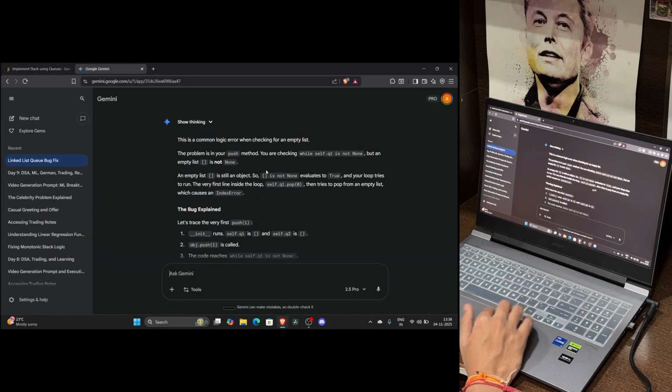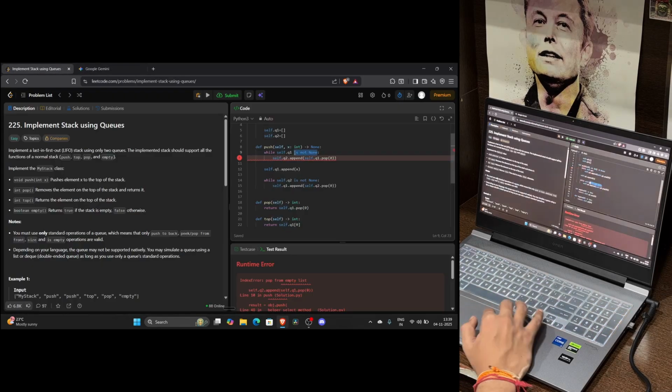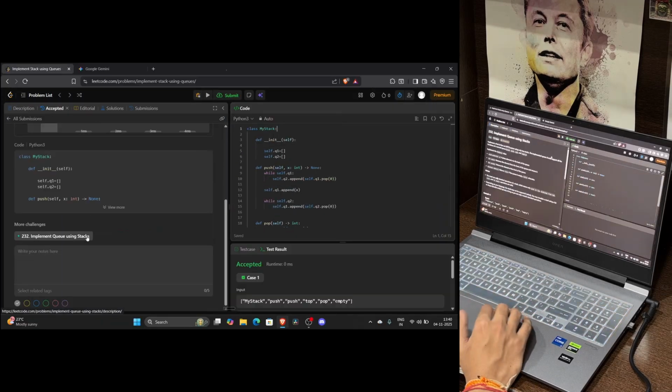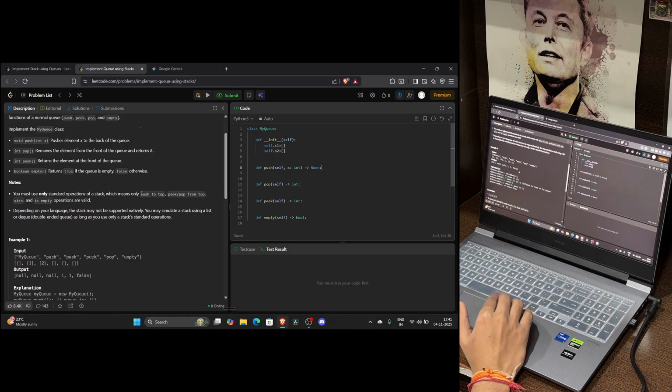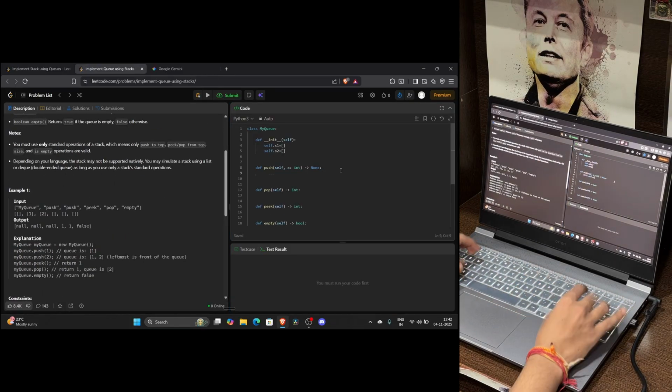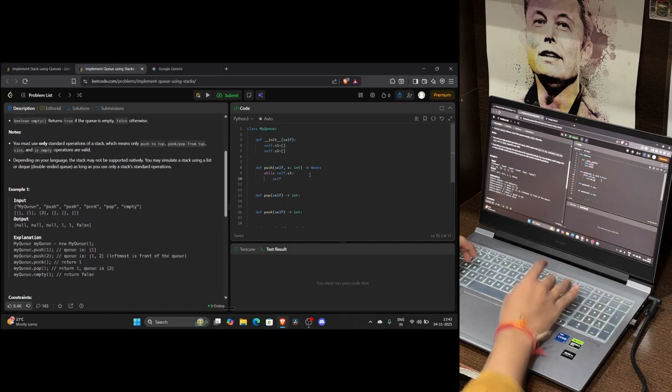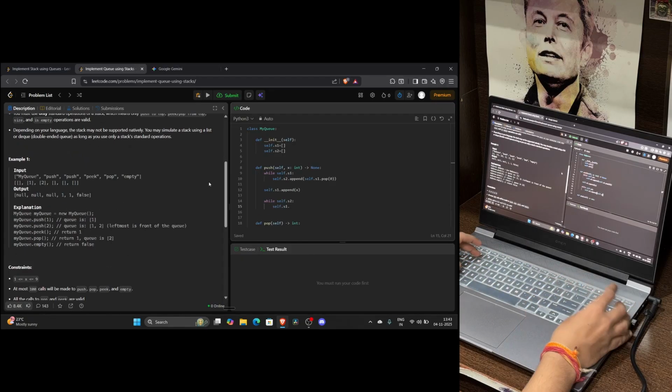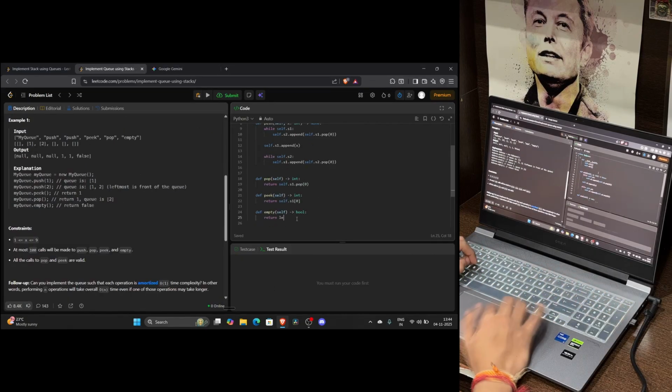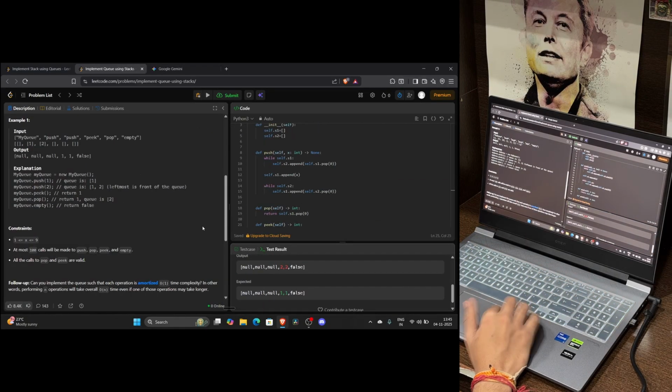My first problem was the exact one from class, implement stack using queues. The approach requires 2 queues. Let's call them Q1, the main queue, and Q2, a helper queue. The logic works like this: when you push a new element, you add it to Q1.